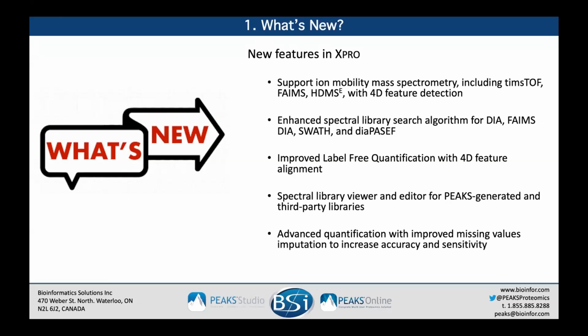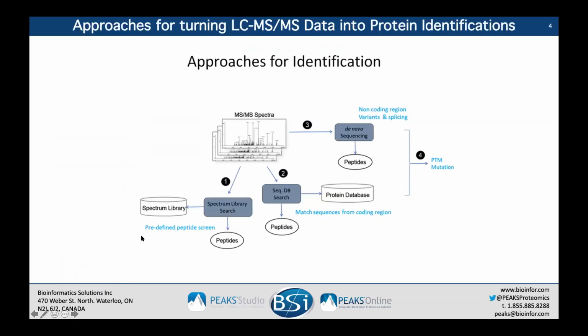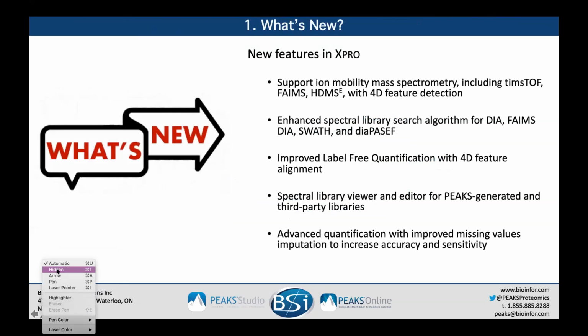And we've really improved the label-free quantification, and I'll show you some data from that. We've improved, as I just mentioned, the label-free quantification. So this goes along with the four-dimension feature alignment and detection. And we now use that ion mobility dimension to do label-free quantification, as well as improved algorithms for missing values, or match between runs, whatever you want to call it. It's called different things. And then, as I mentioned, the spectral library viewer.